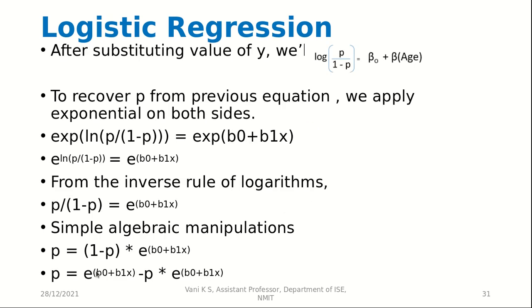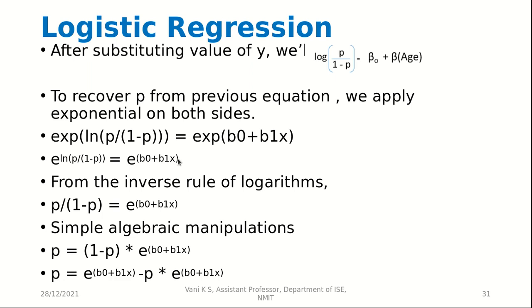Then when we substitute the value of y in the original equation, we get log of p upon 1 minus p is equal to beta naught plus beta age. Now to recover p from the previous equation, we apply the exponential on both sides again, and then we get e to the power log of p upon 1 minus p equals e to the power b naught plus b1x.